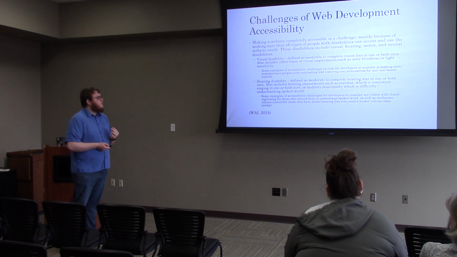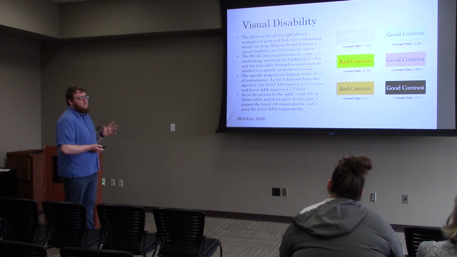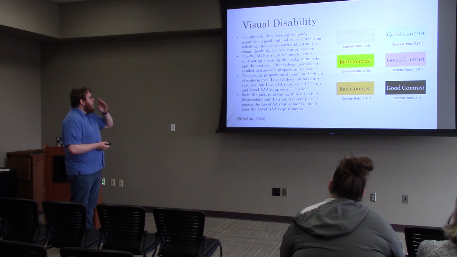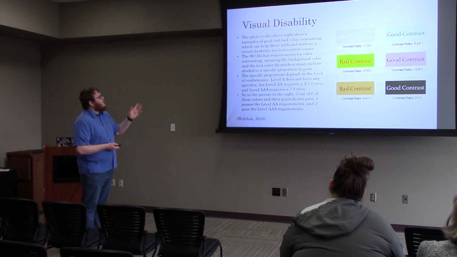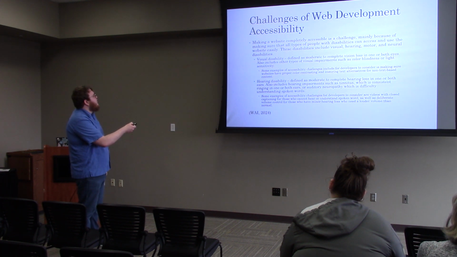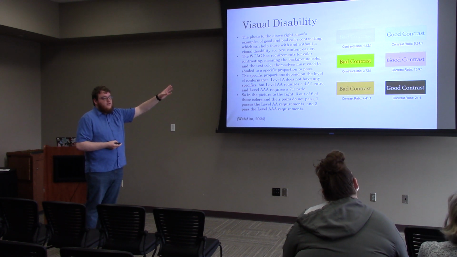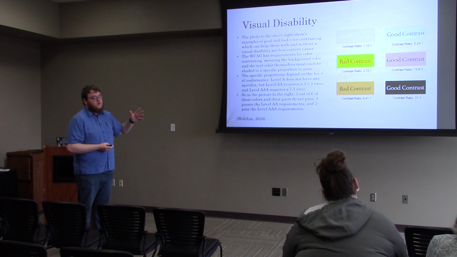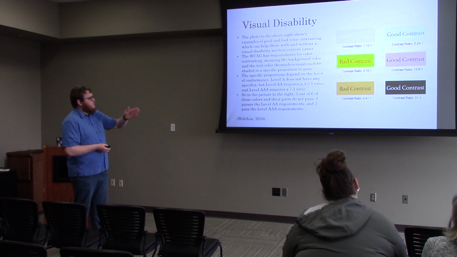So the photo to the right shows examples of good and bad color contrasting, which can help those with and without a visual disability see content easier. Whatever, the top left one, there's actually words there. I don't know if you can see them, but that is an example of poor contrasting colors. And then the other ones on the left are bad, and the other ones are good, as you can probably read them.